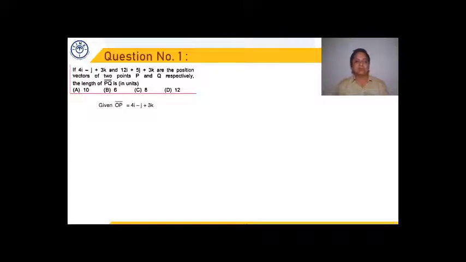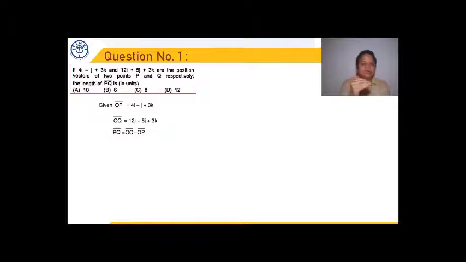Now can we say OP vector with respect to an origin O is 4i minus j plus 3k and OQ vector is 12i plus 5j plus 3k. We had OP vector with us, we had OQ vector with us. So PQ is OQ minus OP. PQ vector is calculated as OQ, position vector of Q minus position vector of P with respect to certain origin.